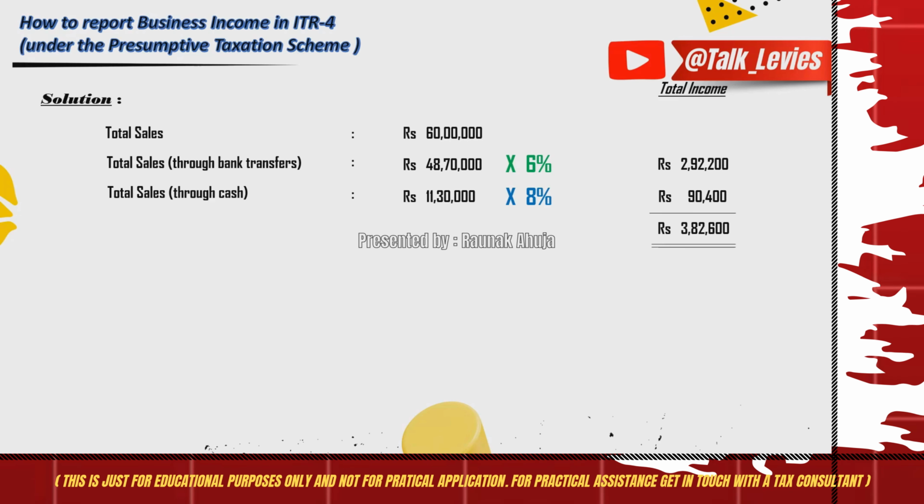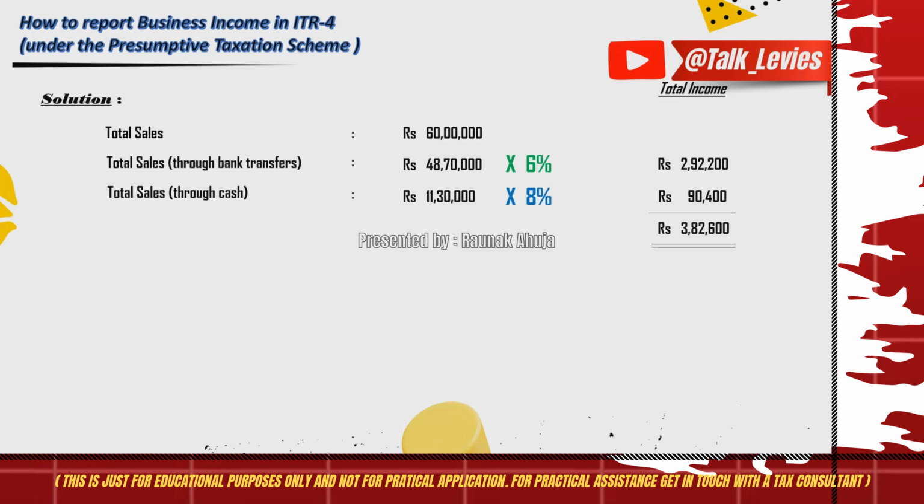And the total income comes to 3,82,600. So the total sales is 60 lakhs, out of which 48,70,000 has been received through bank transfers and 11,30,000 has been received through cash. And the total income is 3,82,600.